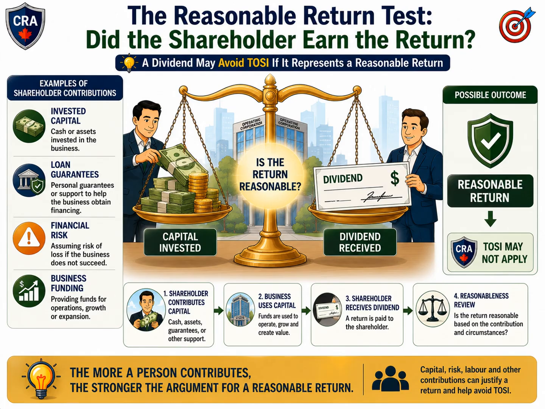If a shareholder invested significant capital, exposed themselves to financial risk, or provided meaningful support that helped the business succeed, it may be reasonable for that person to receive a return in the form of dividends. This is why the slide uses a balance scale. On one side is the shareholder's contribution. On the other side is the dividend received. The central question is whether those two sides are reasonably balanced.